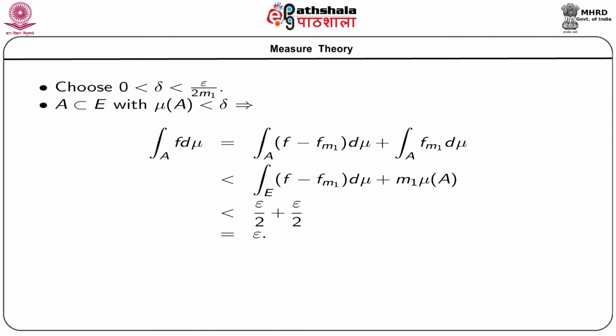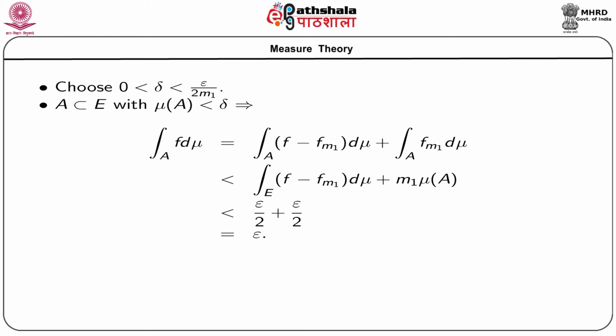This is less than integral over E f minus f m 1 d mu, because A is a subset of E, and the second term we have already seen is less than m 1 into mu of A, because the function f m 1 is bounded by the positive integer m 1, and the end product is less than epsilon by 2 plus epsilon by 2, and this is equal to epsilon.